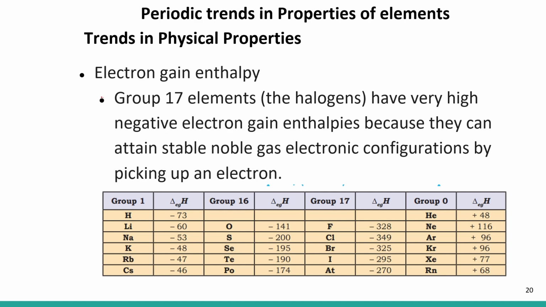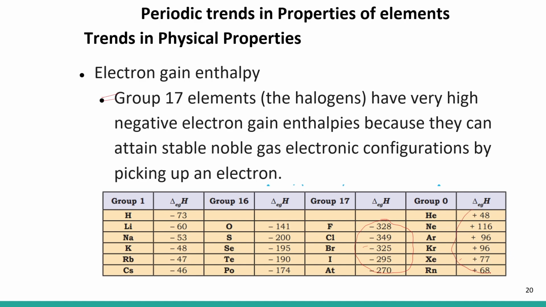So if we consider this table here, it is from NCERT. You can see that energy is released for halogen atoms, while for the noble gases, the energy is expended in doing so. The reason is very obvious.